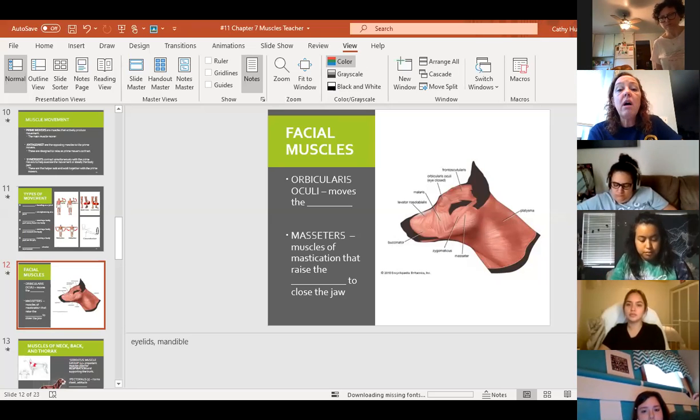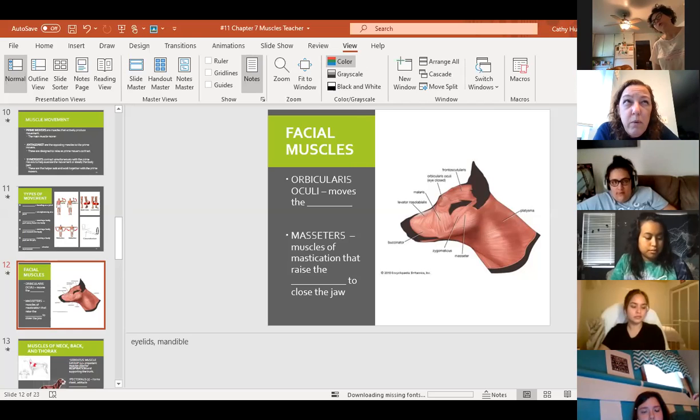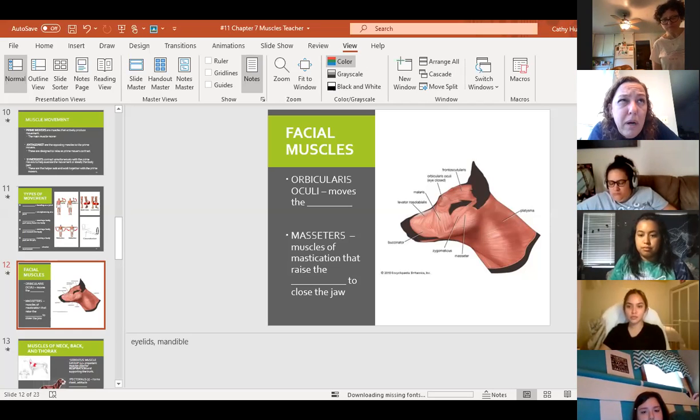The orbicularis oculi, surrounding my eye, is the one that moves your eyes. Look, I'm moving them right now. Not your forehead, although honestly, your orbicularis oculi and your forehead kind of attach. You can't really move your eyes without also moving your forehead. But those are the muscles controlling your eyelids.